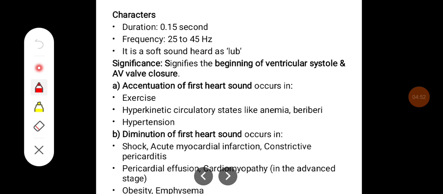The duration of the first heart sound is 0.15 second, the frequency ranges between 25 to 45 hertz, and it is a soft sound heard as a lub. It signifies the beginning of the ventricular systole and the AV valve closure.